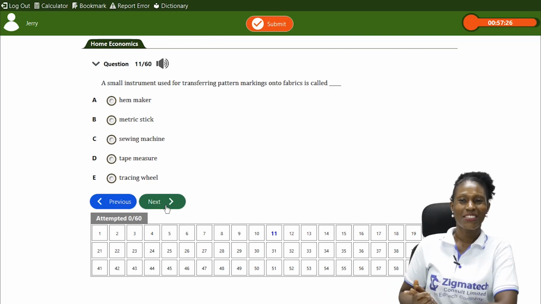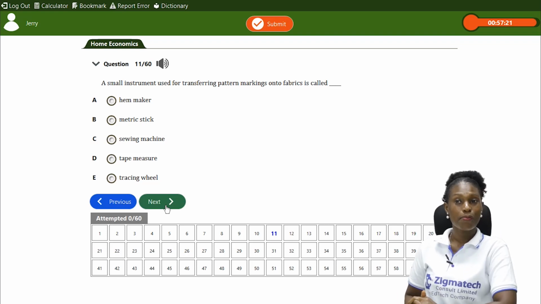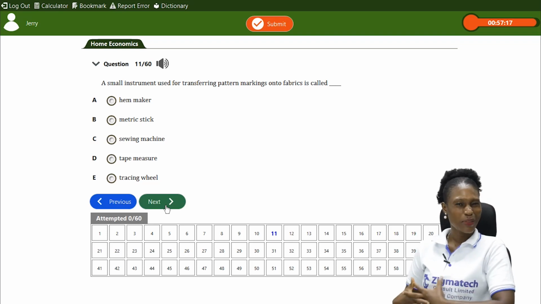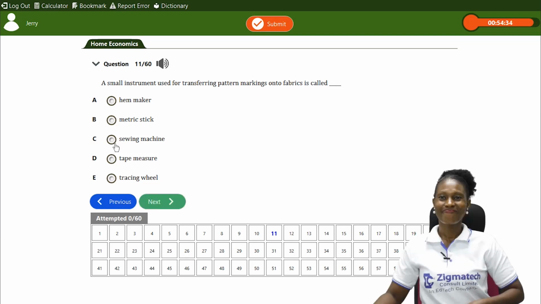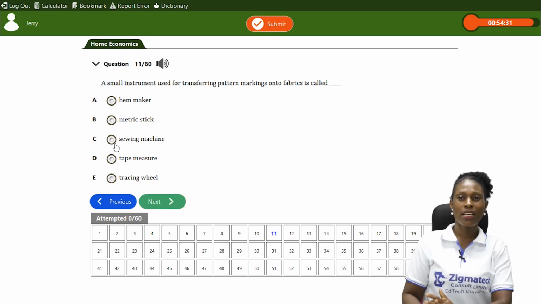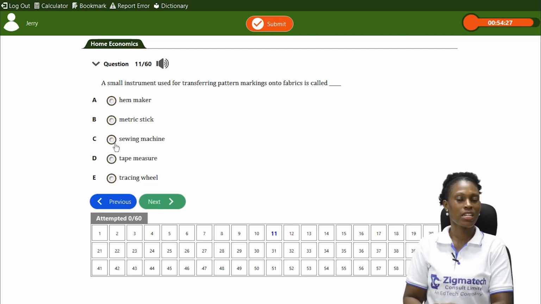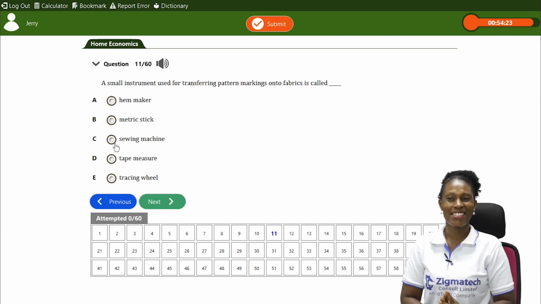Okay, let's look at this question. A small instrument used for transferring pattern markings onto fabrics is called what? We talked about it today, in the course of the class. Now let me see if you know. Let me see my smart students.